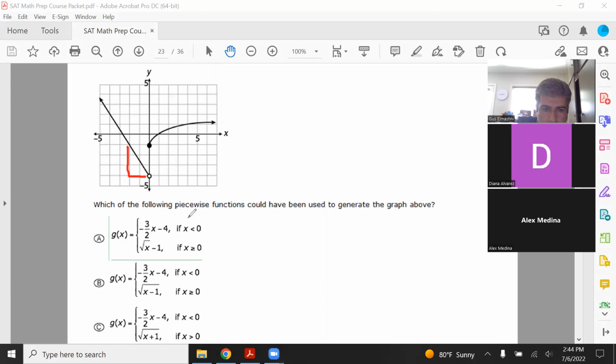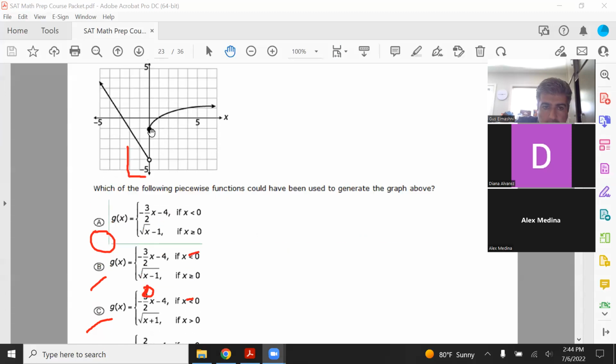Then if I look at the radical part, 0 is included. So I'm going to get rid of C. I want 0 to be included. And it's going to be shifted down 1. That's why it's A. Plus, if I plug in 0 for x, I would get -1. You can't plug in 0 for x in that one because that would be imaginary. Then you have root -1. So that's A for that one.